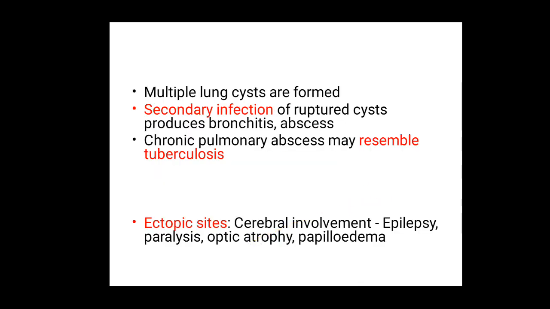Some complications may be seen. Multiple lung cysts may be formed. The cysts may get secondarily infected by some other bacteria, causing bronchitis and abscess. Then chronic pulmonary abscess may resemble tuberculosis, and some ectopic sites may be affected, like CNS involvement, causing epilepsy, paralysis, optic atrophy, papilledema, and even skin is one of the ectopic sites.